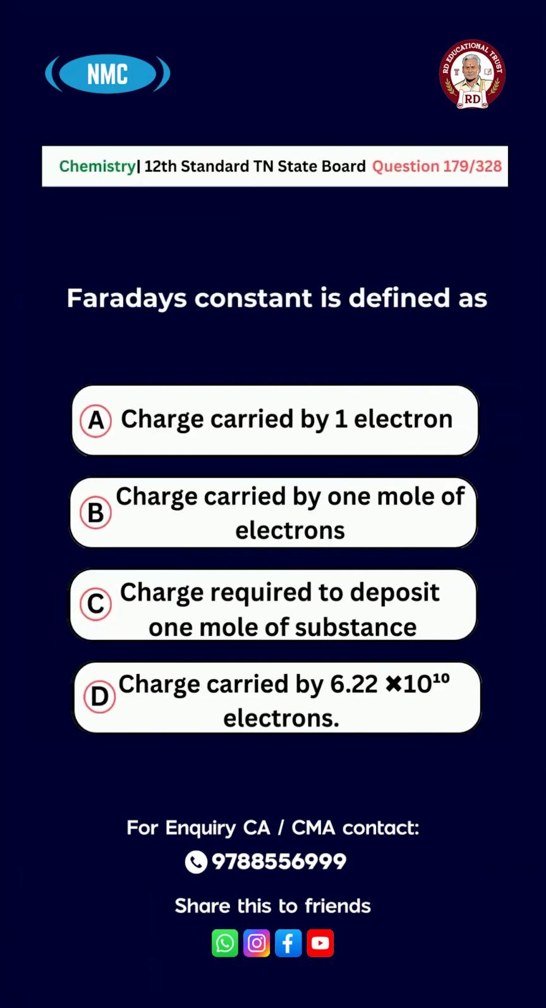Question number 179. Faraday's constant is defined as: option A, charge carried by 1 electron; option B, charge carried by 1 mole of electrons; option C, charge required to deposit 1 mole of substance; option D, charge carried by 6.22 × 10^10 electrons. The correct option is option B, charge carried by 1 mole of electrons.